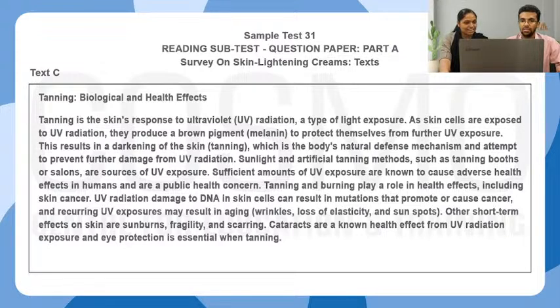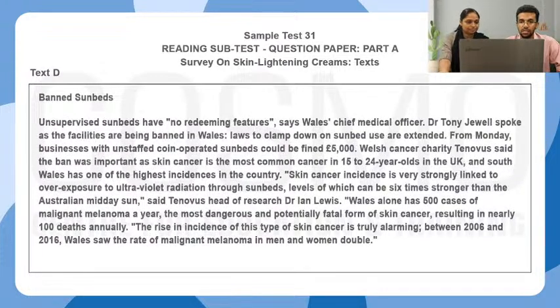Text C, the heading itself is a keyword: tanning, biological and health effects. Next is UV radiation, ultraviolet radiation. Then brown pigment called melanin, then artificial tanning methods, cancer, and damage to DNA, and eye aging, eye protection. Then cataract. Yes, those things.